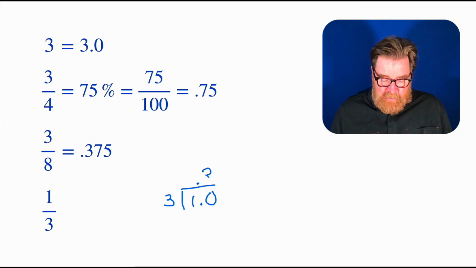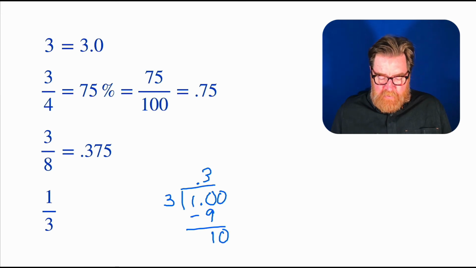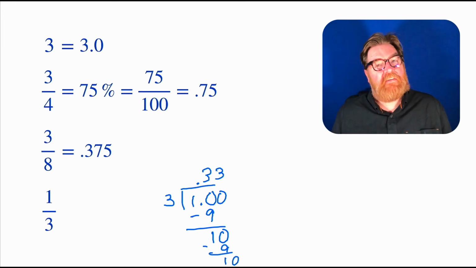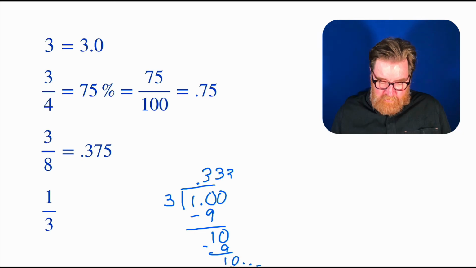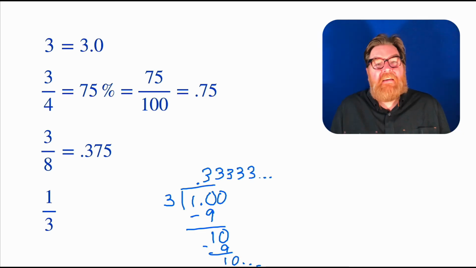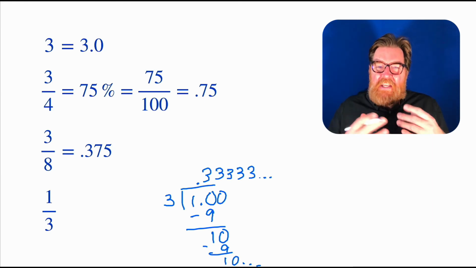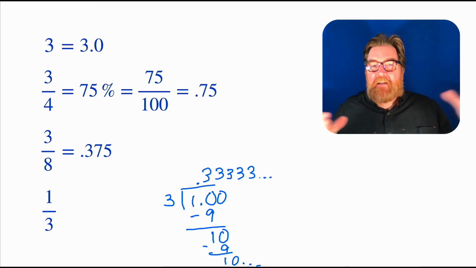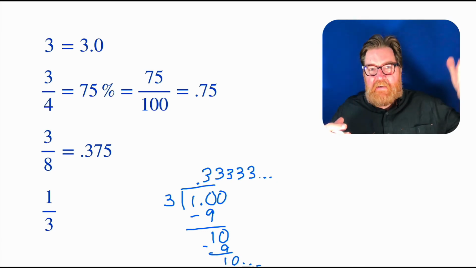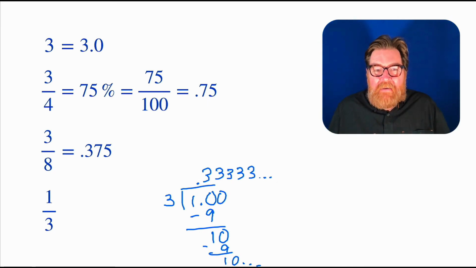3 goes into 10 3 times. Subtract 10 minus 9, I get 1. Okay, put a 0 here. 3 goes into 10 times. Well, actually, we just did that, didn't we? It goes 3 times. 3 times 3 is 9. Wait a minute, another 10? Wait, this is just gonna continue, isn't it? And I'm just going to get more 3s up in the answer. So this decimal is actually infinite. There's no end to it. It's just 0.333333 all the way down.